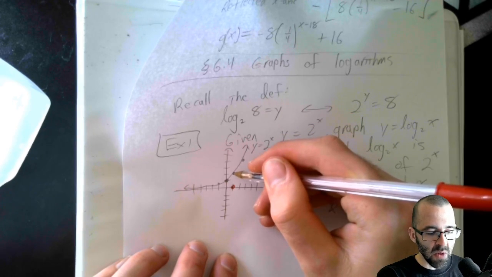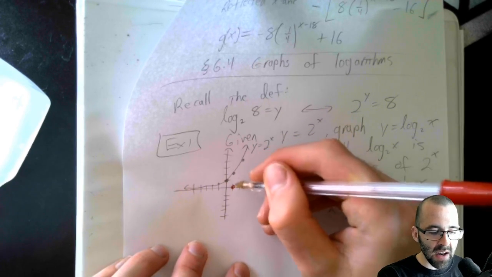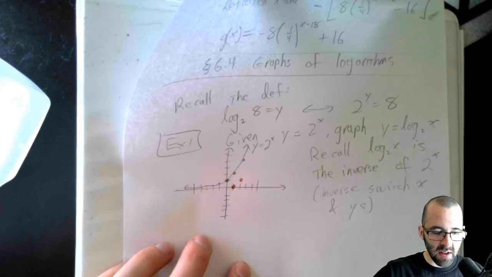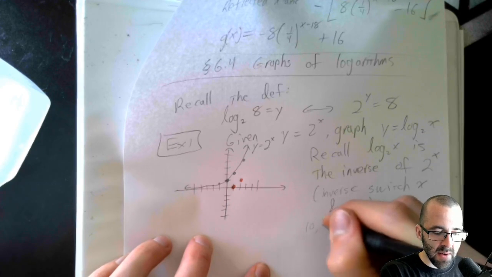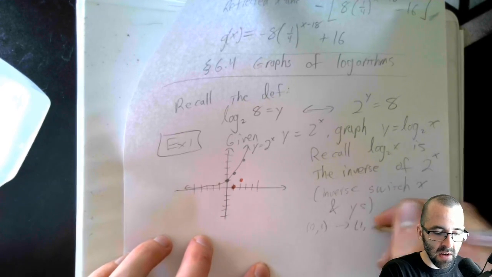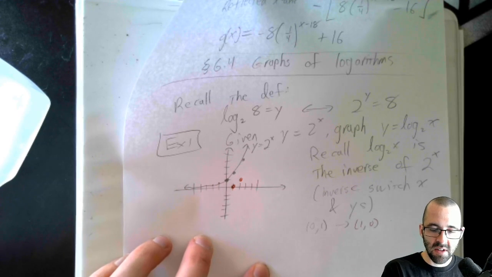The function has the point 1, 2. Its inverse will have the flipped 2, 1. 0, 1 becomes 1, 0 for the inverse function.